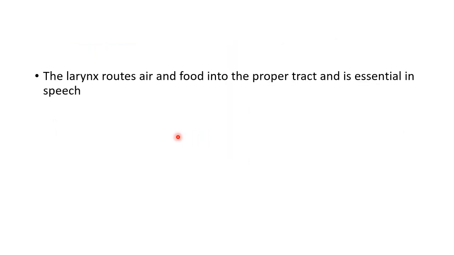Now let's proceed to our discussion of the larynx. The larynx, or the voice box, is important for routing air and food into the proper tract, food into the digestive tract, and air into the respiratory tract. And this purpose is subserved by the epiglottis. The larynx, or the voice box, is also essential in speech production and sound production. Thus, it is called the voice box.